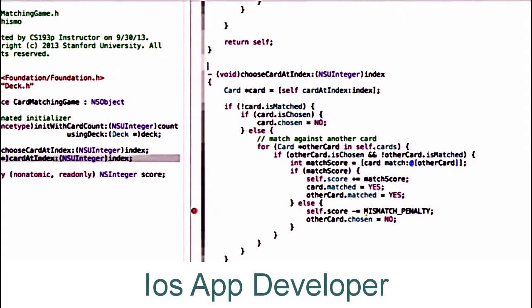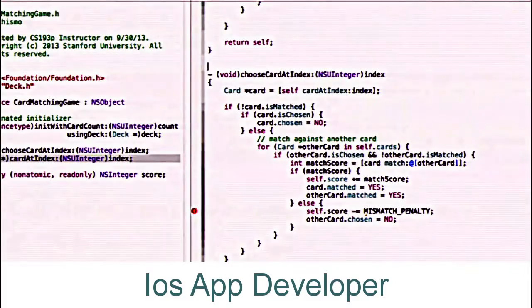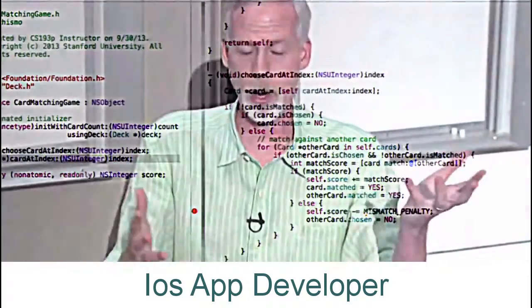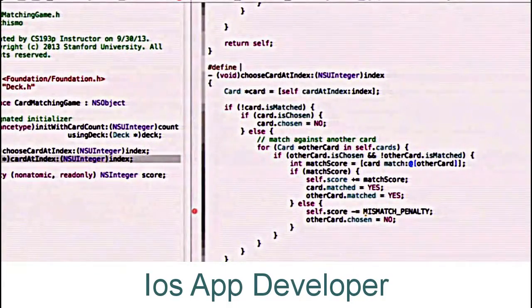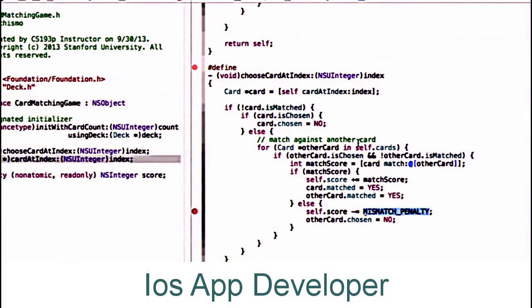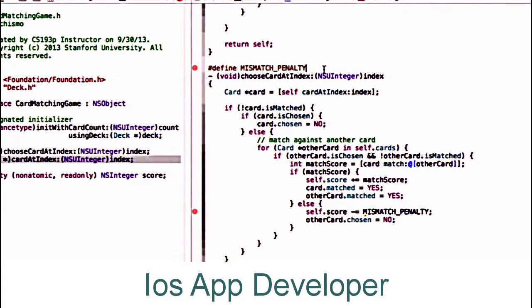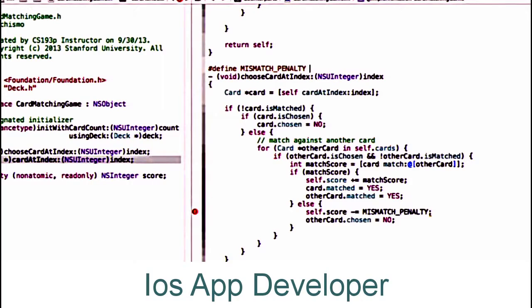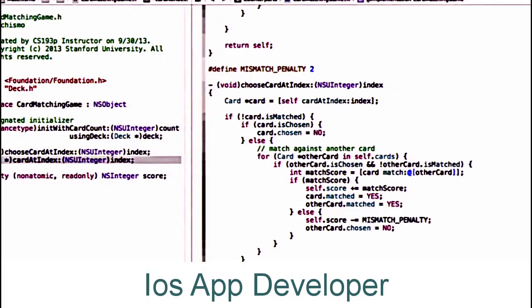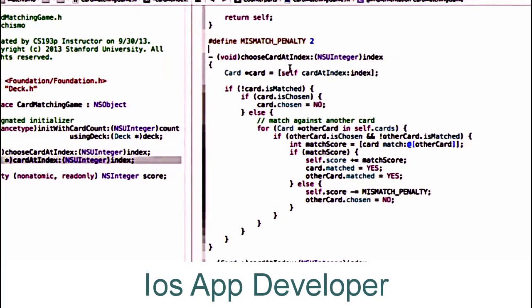Now, let's talk a little bit about constants. You know, this is C, so you're going to make these constants however you want. One way to do it is to say #define. So I could say #define mismatch penalty. And we can make the mismatch penalty be, what did I decide? I think something like 2. So I'm going to take away 2 points if you mismatch. So that's one way to do it.